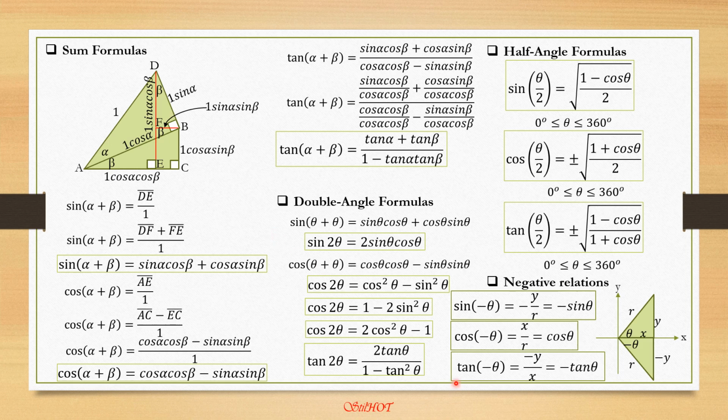So in other words, sine, the reciprocal cosecant, tangent, and the reciprocal cotangent are odd functions because they become the negative of the original function, while cosine of negative theta, or cosine theta, and secant theta are even functions because they do not change. Even if the angle is changed to negative, it remains cosine of the positive angle. So that's it for negative relations.